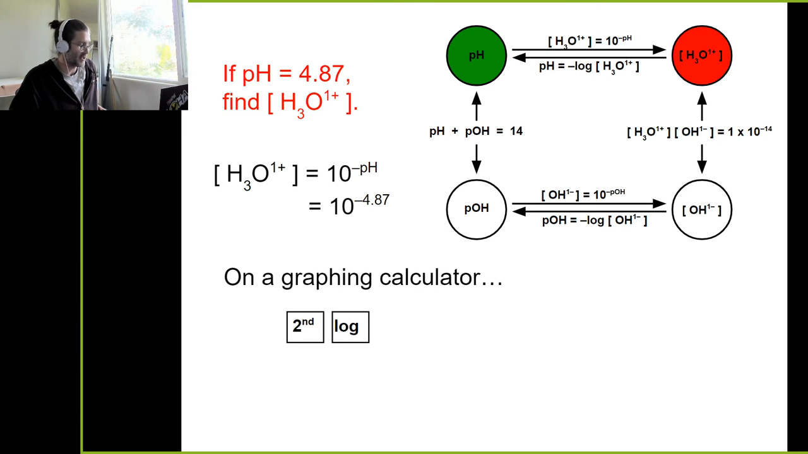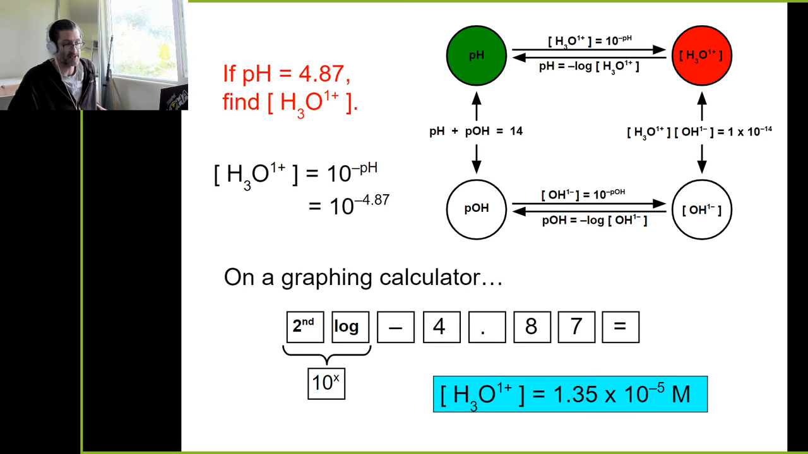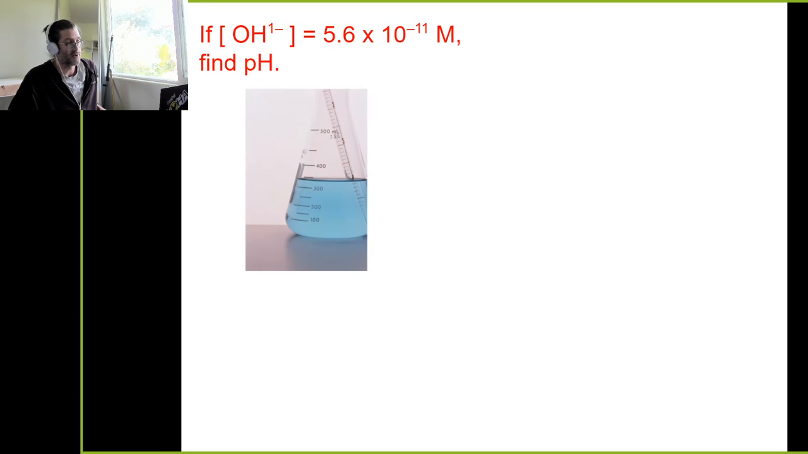On the graphing calculator, you hit second and then log, and that gives us 10 to the x power. Hit the negative sign, then 4.87, equals, and it gives us this concentration: 1.35 times 10 to the minus 5. All right.